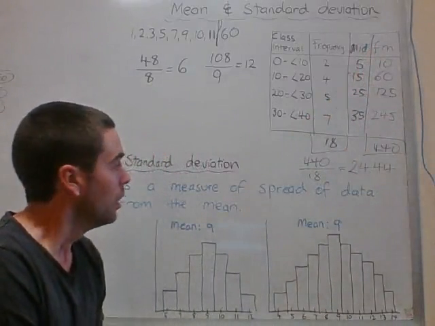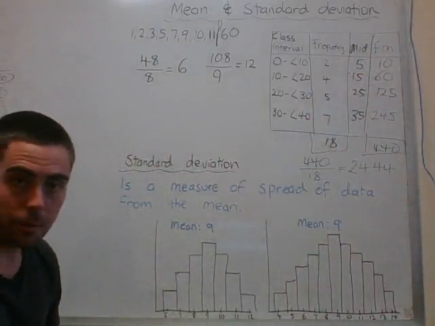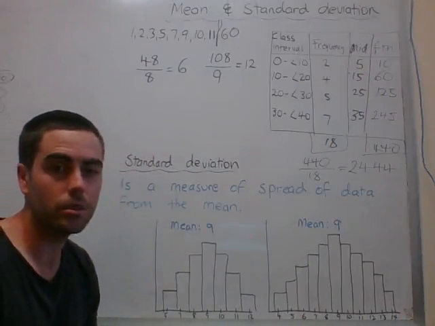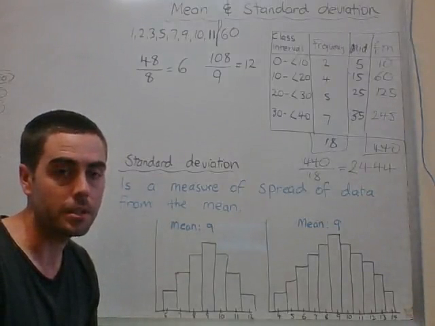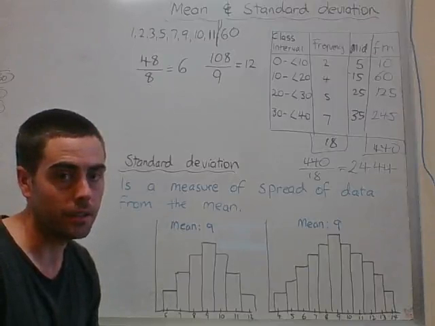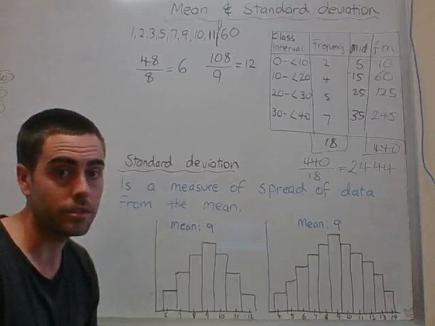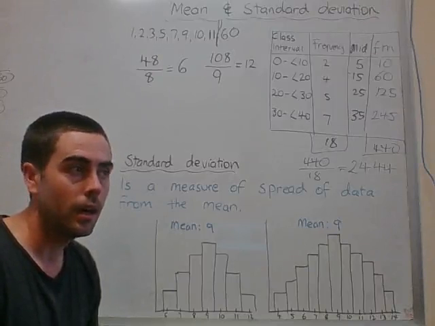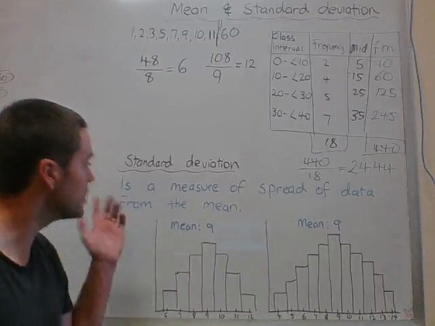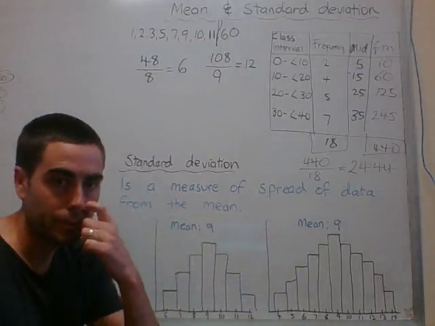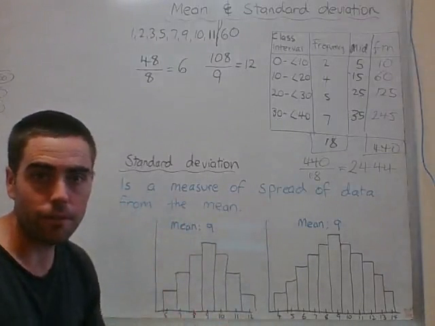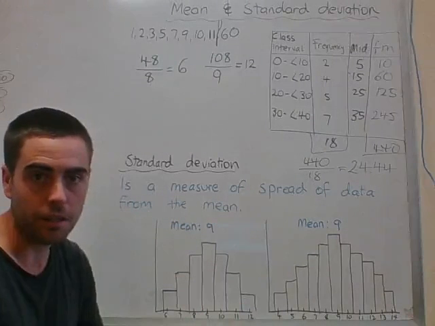Standard deviation is the last thing I want to talk about. I'm not actually going to talk about how the standard deviation is calculated, because in further maths, all we would do is calculate the standard deviation on our CAS calculator. So it's really important we know how to do that. But what the standard deviation is, is a measure of the spread of the data from the mean. A data set that's really spread out will have a high standard deviation. A data set that's close together will have a really small standard deviation.